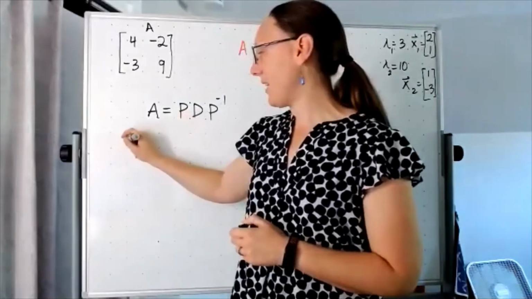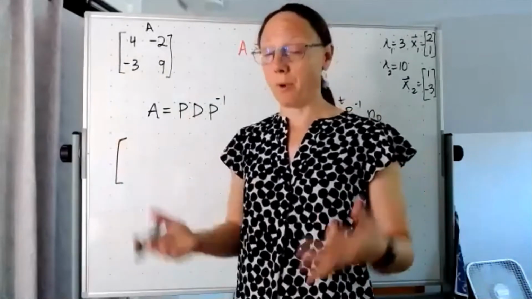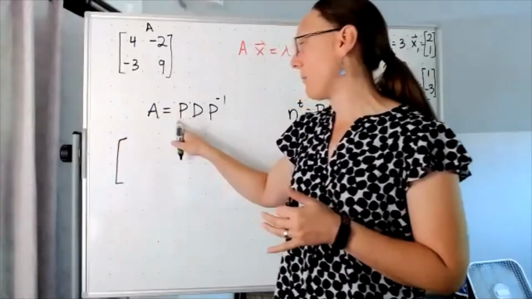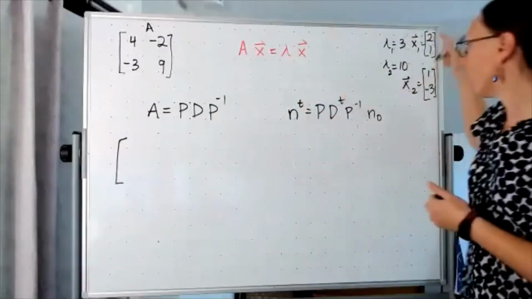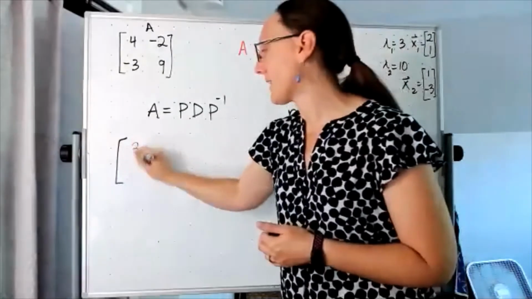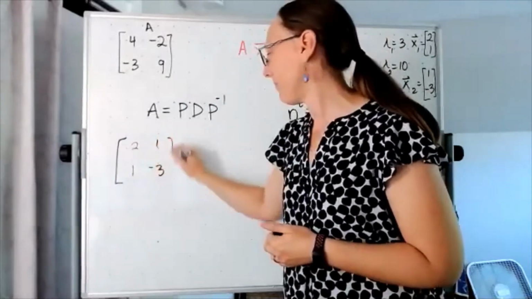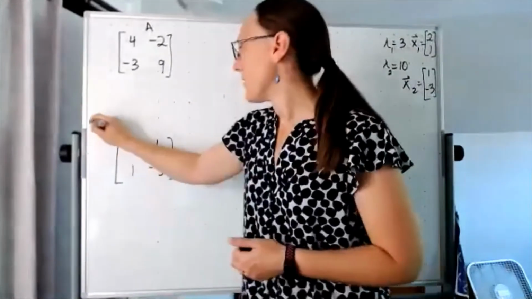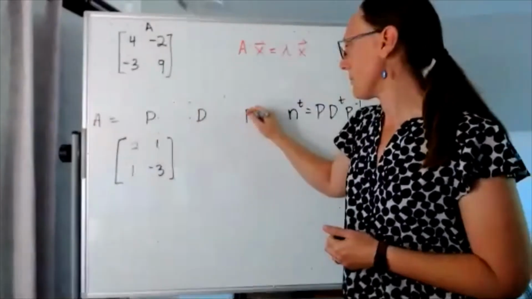So our matrix P is always the matrix of our eigenvectors, and it doesn't matter what order we put them in, but we have to keep them in the same order for the P matrix and the D matrix. Here's what I mean. I'm going to take my two eigenvectors, (2, 1) and (1, -3), and stack them next to each other to form a matrix. So A will be equal to P times D times P inverse.